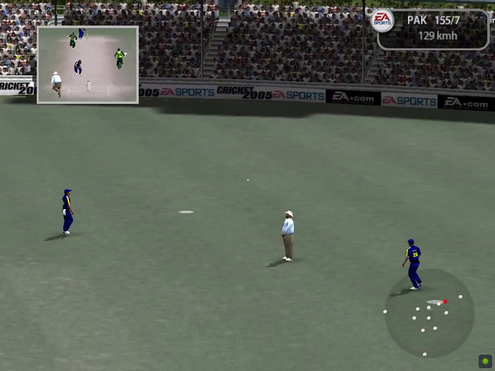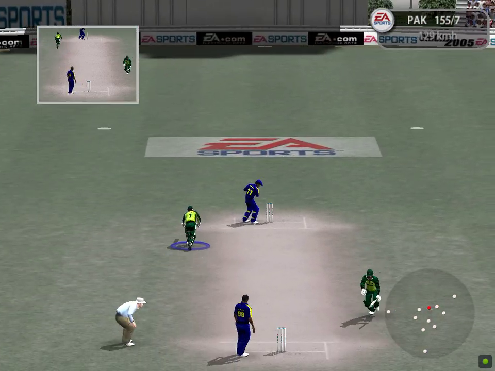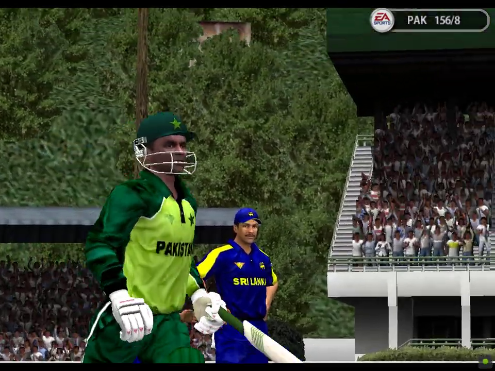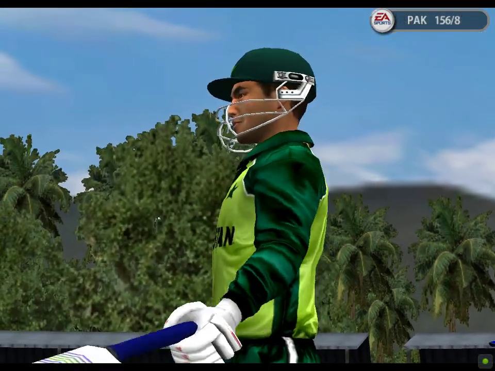He's worked that into the gap. He's struggling to get back here. That's it. That's the end of the match. So, to sum up then, Pakistan win by 1 runs.